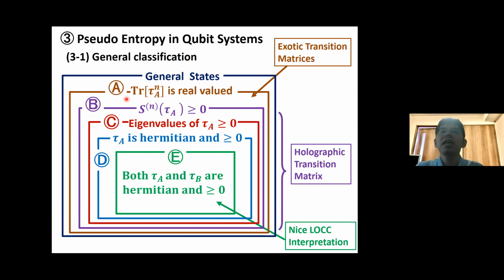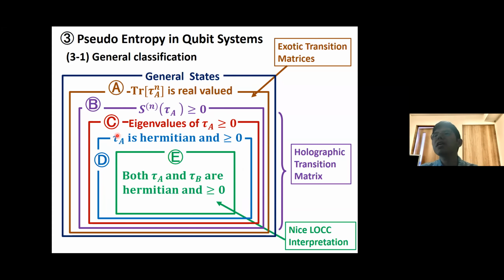And we can go further, or we can just talk about the eigenvalues of tau A, the reduced transition matrix. If this is positive definite, then this is class C. And class D and E is a kind of best case. This tau A is Hermitian.